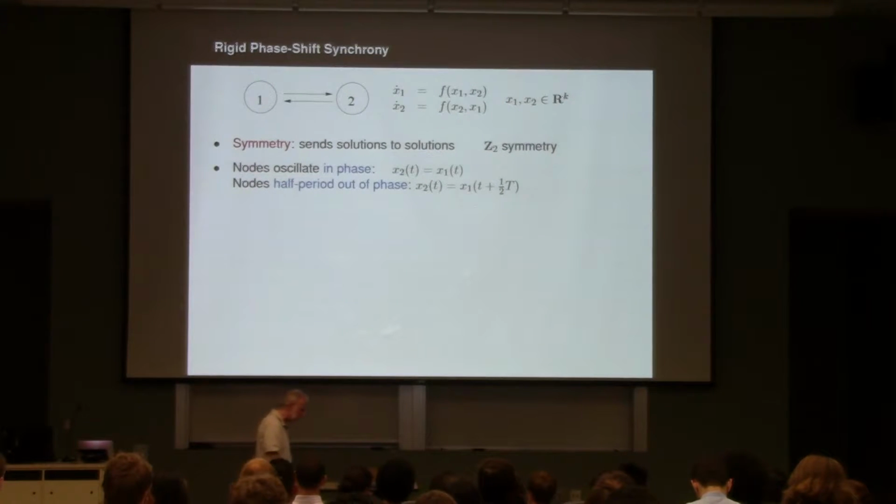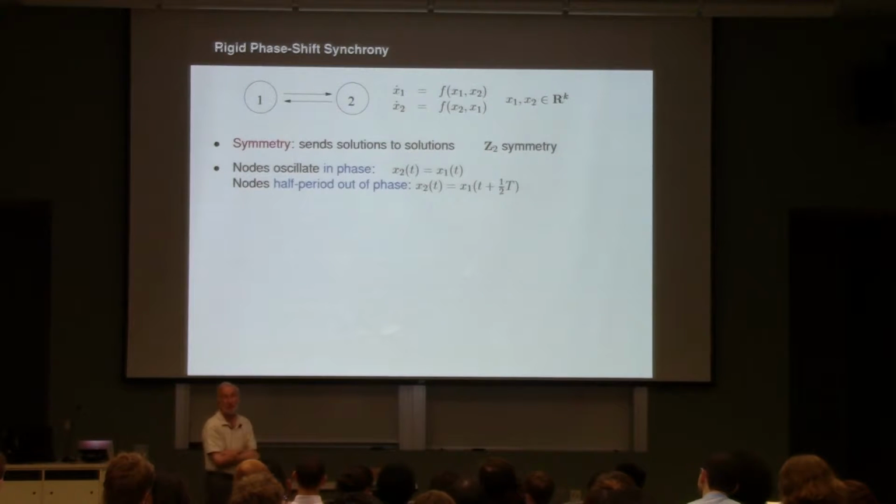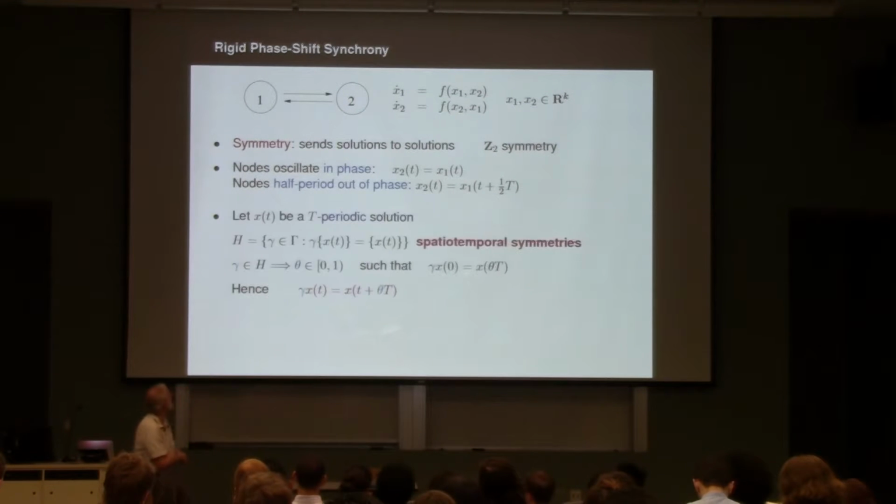I claim that the symmetry sort of enables you to point to two kinds of periodic solutions. One where the two nodes oscillate exactly in synchrony, so x2 of t is x1 of t, and the other where the two nodes are a half a period out of phase. This is exactly the hopping and walking that we were talking about before.